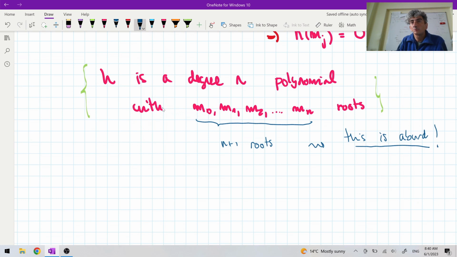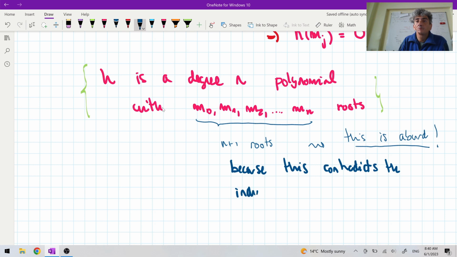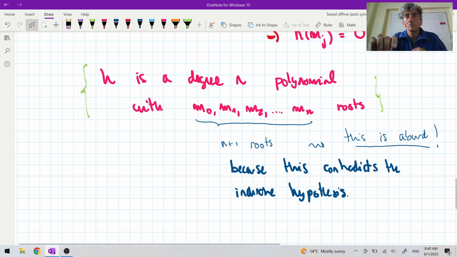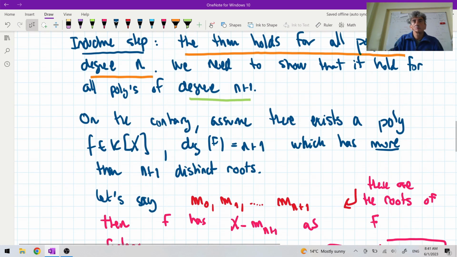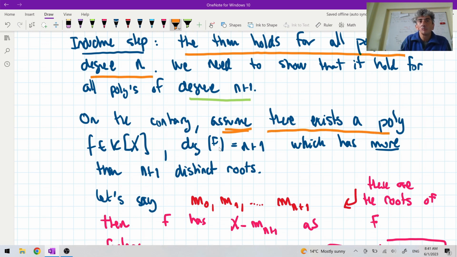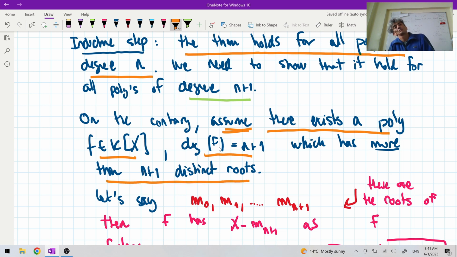Because this contradicts the inductive hypothesis. Where does this contradiction come from? Well, this contradiction comes from the assumption that there exists a polynomial of degree n plus 1 which has more than n plus 1 distinct roots. This is where the contradiction stems from.